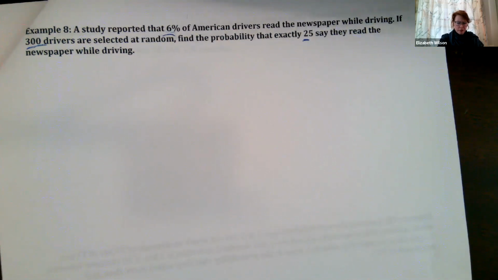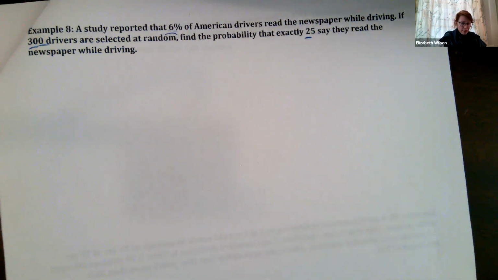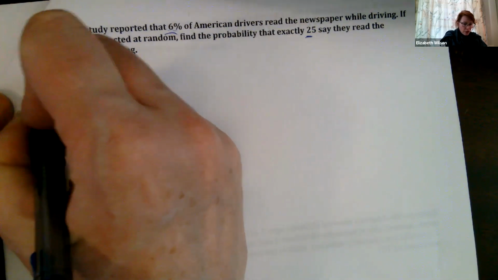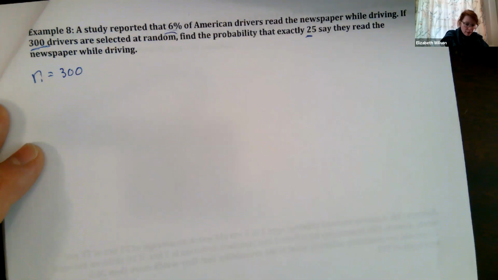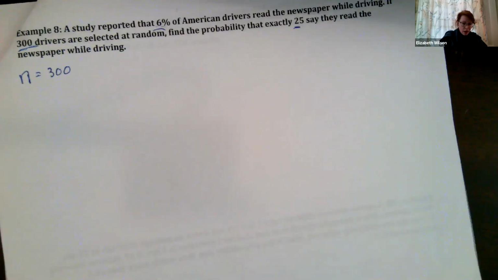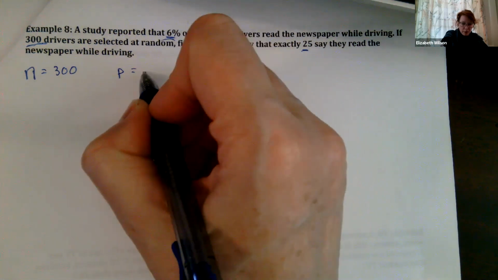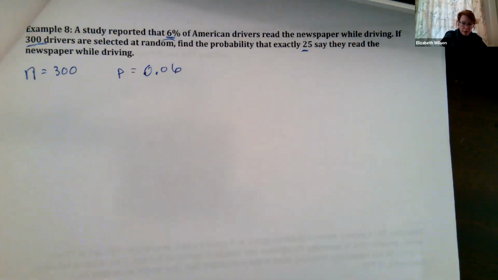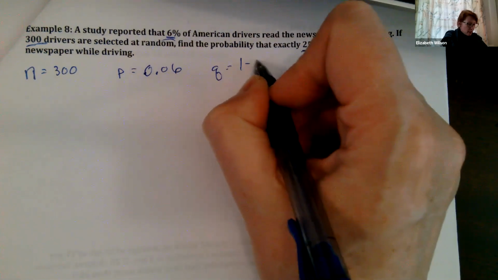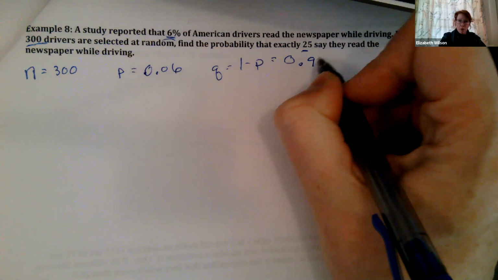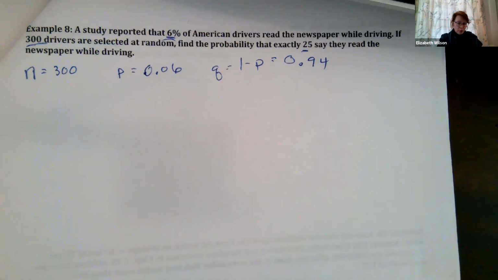Let's start taking notes about some of the stuff that we have here. 300 is our sample size, that's our n value. Our p, our probability, is that 6%, which in terms of probabilities is 0.06. Which means that my q value is 1 minus p, so q is equal to 0.94. So now we have the sample size, and we need the n times p and the n times q in order to do a continuity correction. So let's do a quick check.